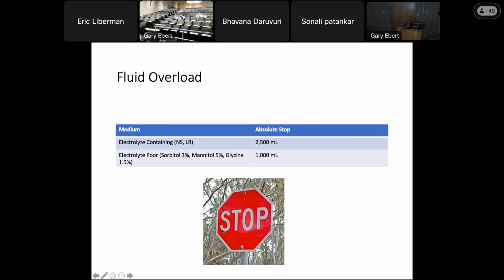So in terms of fluid overload and absolute stops, if you're using normal saline, 2,500 mLs is the absolute stop. I usually don't want to go that high. Obviously, it also depends on the patient's health. If she's a frail postmenopausal woman with CHF, you're not going to go to 2,500. But in terms of what you can go to in a healthy younger woman, or for your board purposes or pre-augs, 2,500 mLs is the absolute stop for normal saline distension, and obviously it's less for the other electrolyte fluids.